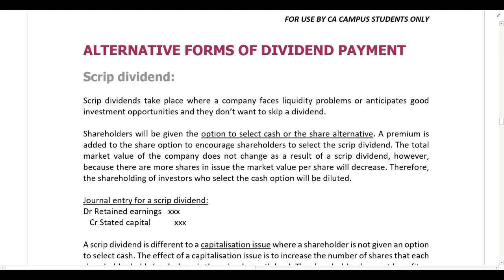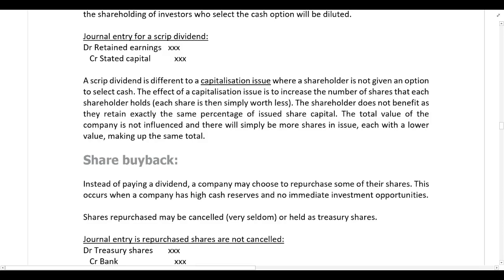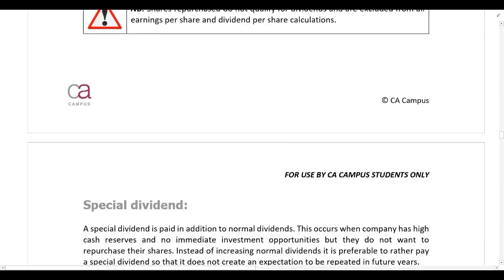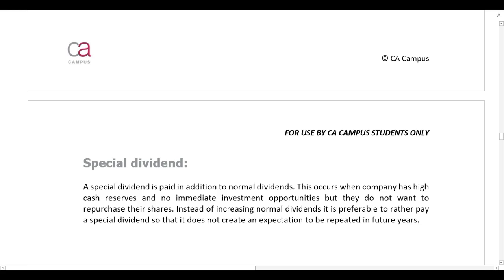All right, then before we go and look at a couple of lecture examples, please just note the last section that you need to look at under dividend policy is alternative forms of dividend payment. So please just read through this section. It's very straightforward. Just read through scrip dividends, read through the share buyback, and also read through special dividends. All right, very straightforward. Read through all of that. Let me know if you have any questions.